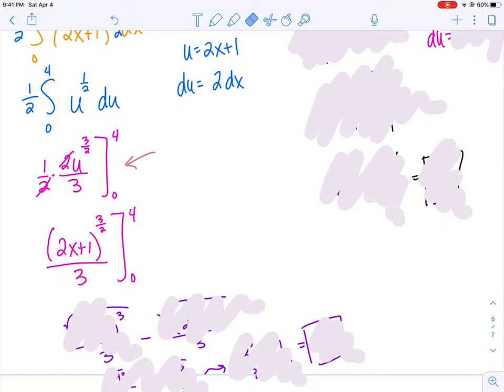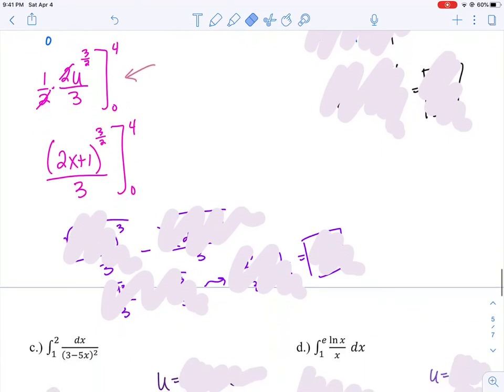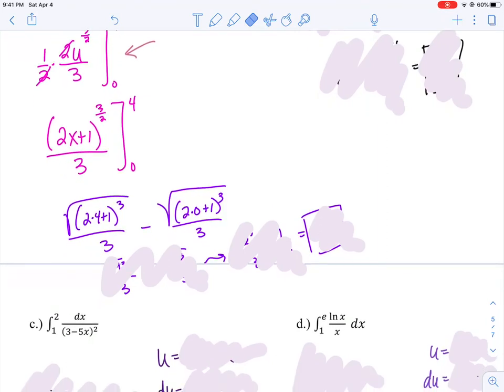And so you should have a 2x plus 1, that's what we called u in the first place, to the 3/2 power, all over 3. And now we can evaluate it from 0 to 4, since those are x limits and we can plug those in for x. So using our fundamental theorem of calculus, we can plug in our upper limit, our 4. We can plug in our lower limit, our 0. And then we can evaluate from there.